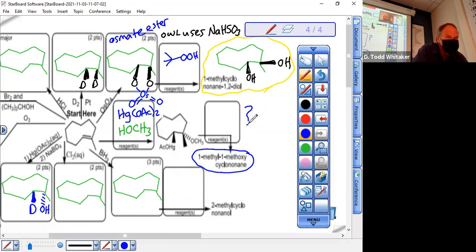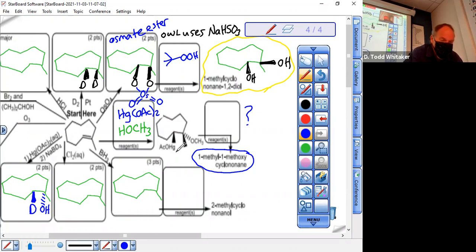What part of that name is the methoxy? I know you've never seen it in nomenclature, but that shouldn't scare you. Look at the whole molecule that's drawn right here. Tell me which part's the methoxy. OCH3, methoxy. So that's a chapter 11 preview for you. That's an ether, and that's a way to name ethers. So it's got the methyl on the same carbon as the methoxy.